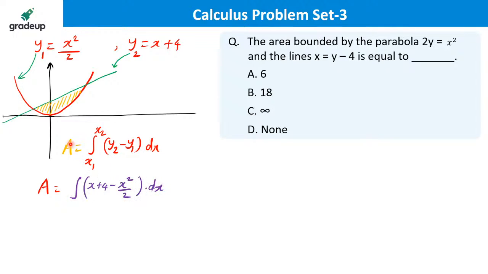Now coming to the limits. See, this is C. Y intercept is C, not X intercept. What is C? Y intercept. So the Y intercept is this one, 4. Now I want to know these two points, the coordinates of these two points. So I have to solve these two equations simultaneously. 2y equal to x square, so 2y equal to y minus 4 whole square.